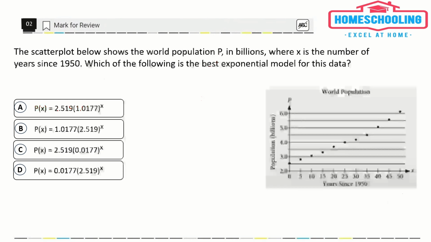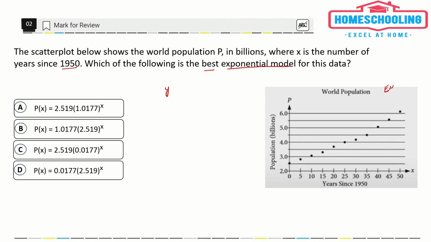Now, question number 2 says that the scatter plot below shows the world population P in billions, where x is the number of years since 1950. Which of the following is the best exponential model for this data? As we can see, this is an exponential growth graph, because in the question we have to find the best exponential model. So this must be an exponential growth graph.